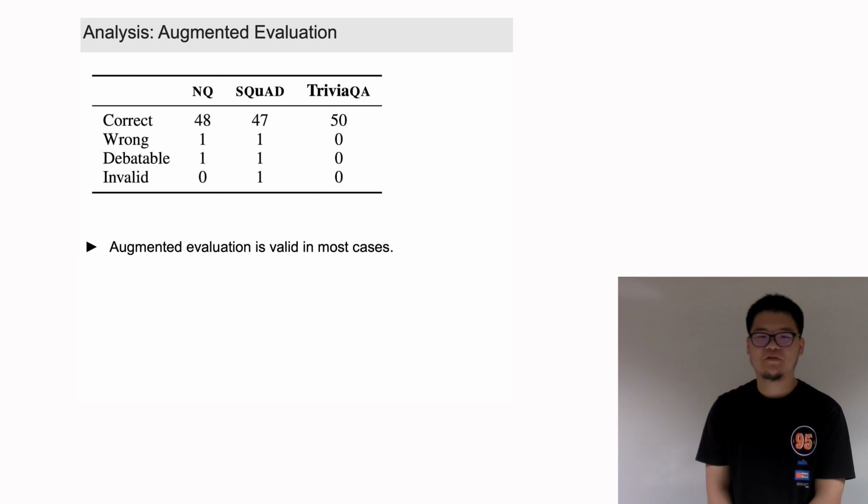Next, we've sampled 50 questions that are originally wrong according to the original evaluation, but are correct under our augmented evaluation. We find that almost all of these examples are valid according to our manual annotation. This suggests that our augmented evaluation is indeed quite reliable.